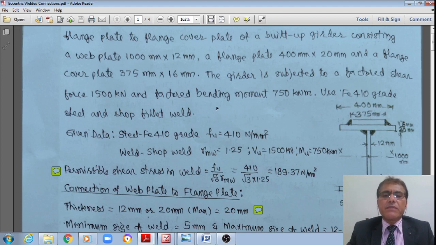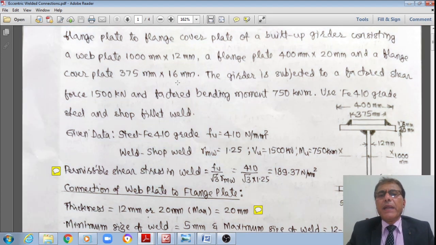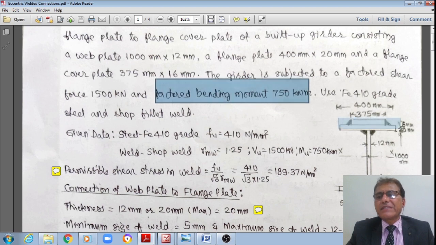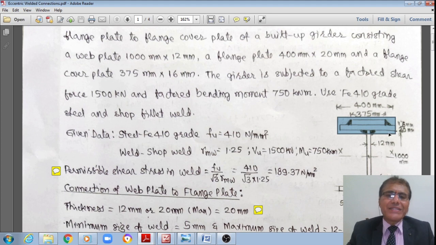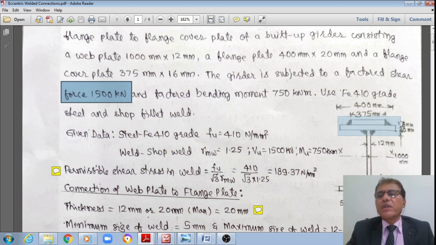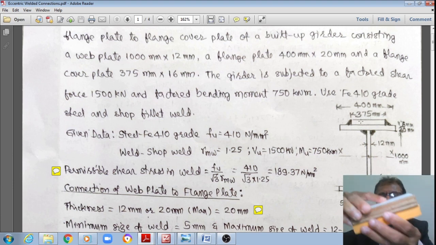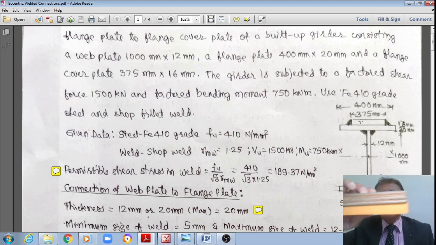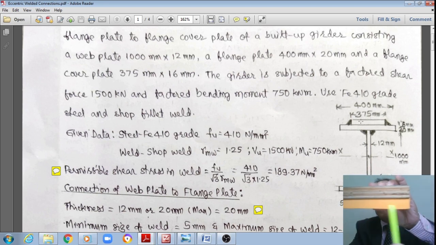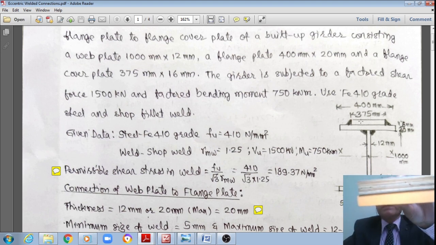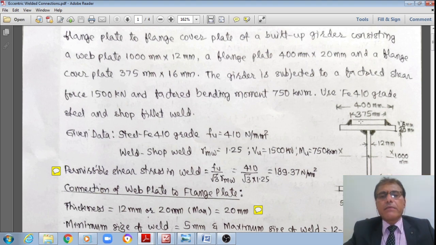However, the basic assumption of beam design is that the bending moment will be taken care of by the flanges. Therefore, we are not designing these welds for bending moments, right? We will only design these welds to carry a shear force of 1500 kilonewton. Please make a note of this, student, this is important. The bending moment of 750 kilonewton meter will be taken care of by these plates, this plate of 20 mm as well as this plate of 16 mm, right?